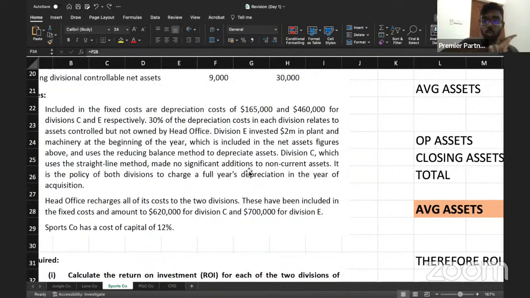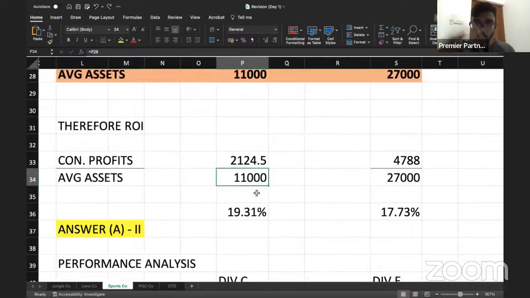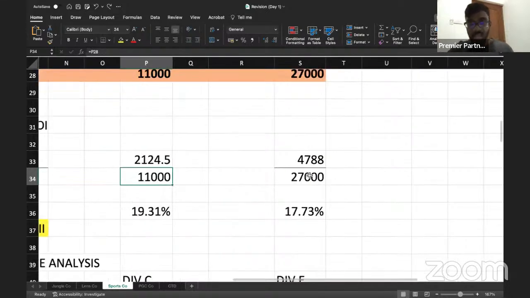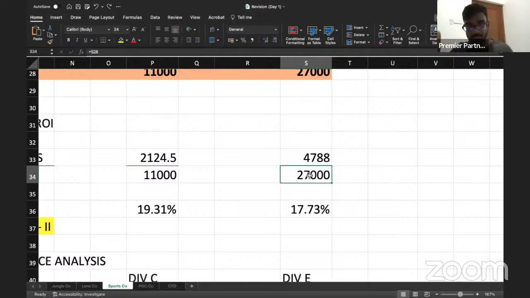Division C, no significant addition. So division C has not invested anything. They have not bought any assets. That's why average assets are lower, right? And this division has bought new assets. That's why the average assets are higher. That's one reason for the difference between the ROIs. Are we clear? Here the denominator is very high because they have bought assets. Here denominator is very low. That's because they haven't purchased any asset during the year.